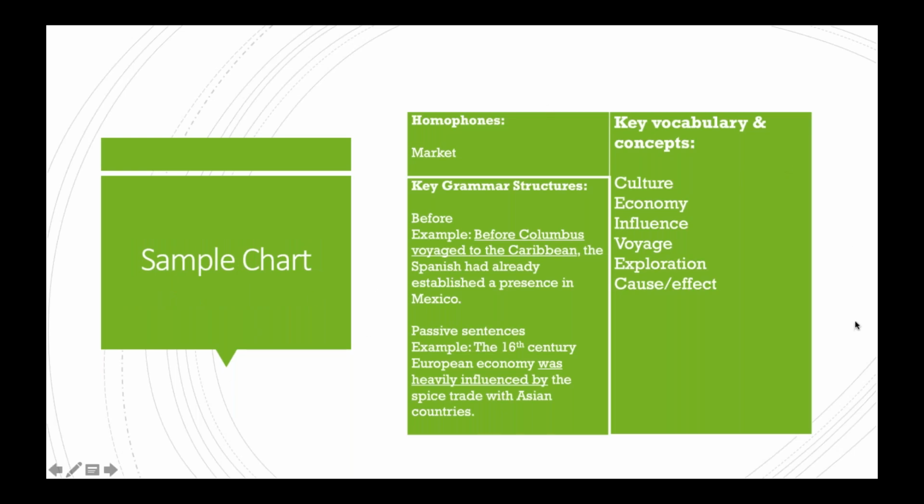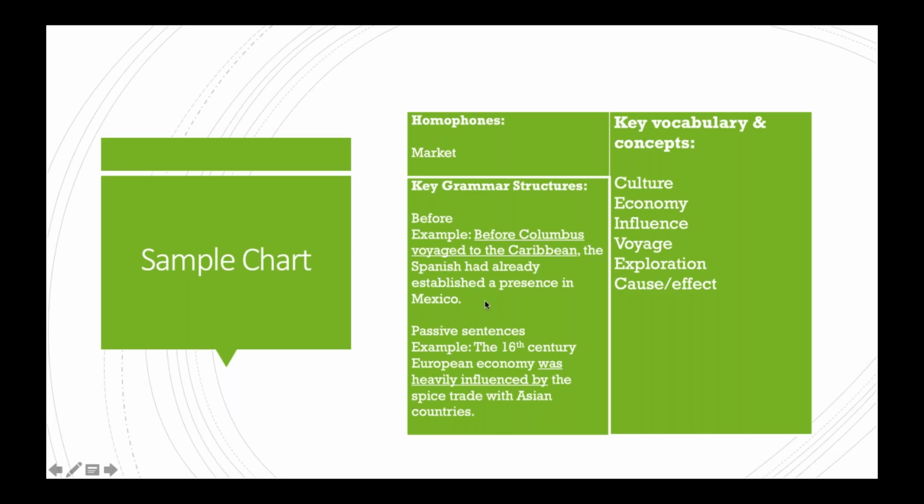So here's a quick chart that you can use to keep track of all of that. And then you can put homophones in one particular section so that you're aware of which terms might be misleading for the students. And then we have key grammar structures. So we have the concept of before. An example is, before Columbus voyaged to the Caribbean, the Spanish had already established a presence in Mexico. Even if the student understands the word before, seeing it in a more academic sentence can be a little confusing with all of the words around it.